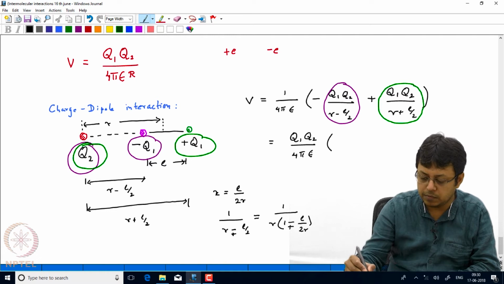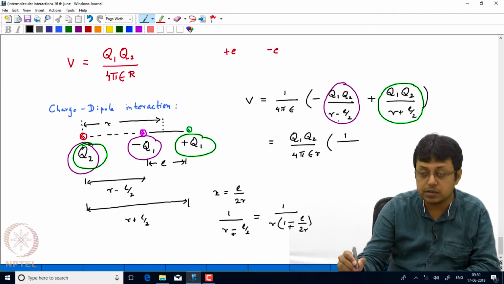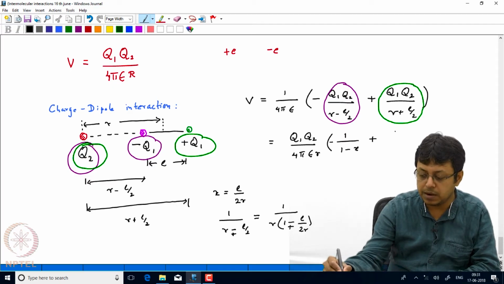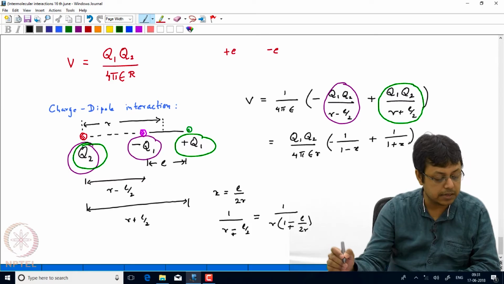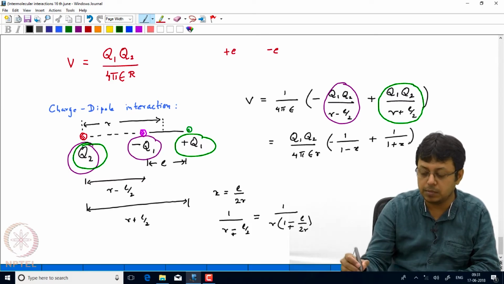So, this r I am taking common. So, I am writing 4 pi epsilon 0 into r, and then I have 1 divided by the first term, which is basically there was a minus, and I have 1 minus x, because x is L by 2r, and the second term I have plus 1 divided by 1 plus x. Now, we have to expand 1 upon 1 plus x or 1 minus x, that we already know.